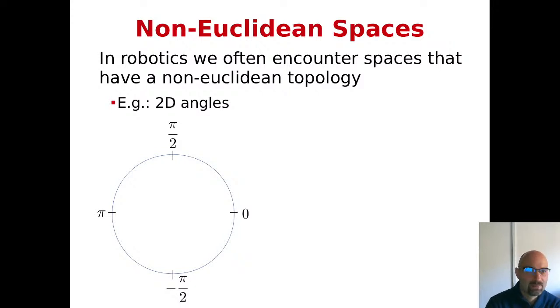Examples of a Euclidean topology might be a line, might be a plane, might also be a finite surface like this piece of paper, right? If infinitely extended, as long as it doesn't wrap.